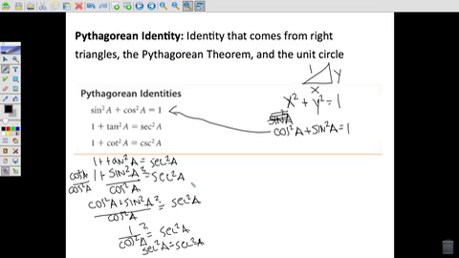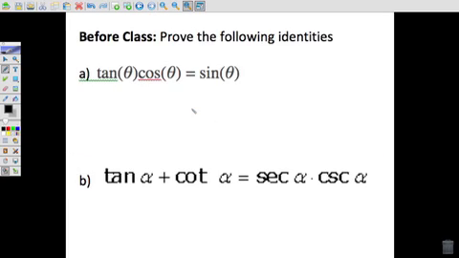So what I want you to do before class, try and prove this identity using your reciprocal and Pythagorean identities, and then also try these 2 before class problems. And like I said, start on one side and try and either get common terms or multiply or anything you can kind of do to make it equal the other side. And just remember kind of your rules of algebra. So there we go.